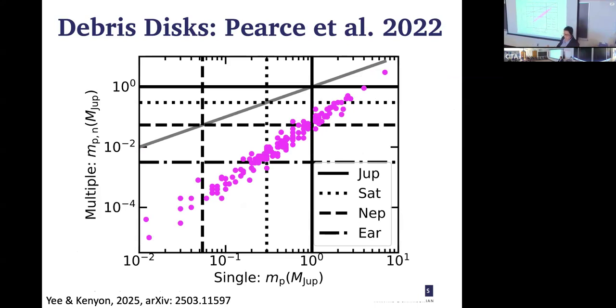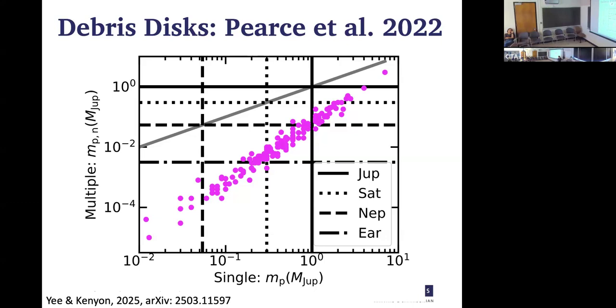Or they can place a limit on whether this single planet hypothesis holds. So the interesting thing about Pierce is they calculate if you have a single planet, you get a certain mass for your predicted planet. This vertical line is Jupiter mass, and this dotted line is for a Saturn mass, and you find that over half of their planets are Saturn mass and above if you want to shape your disk with a single planet.